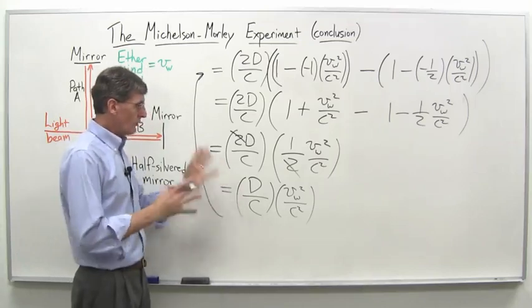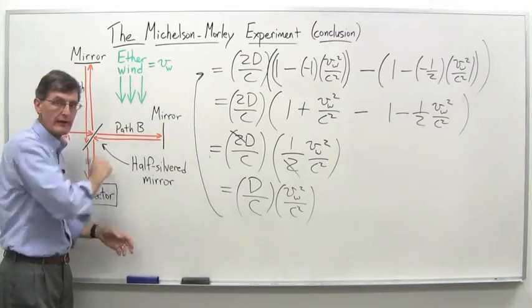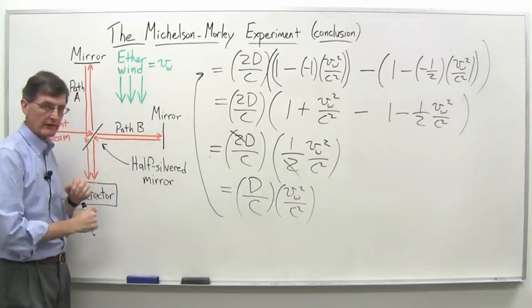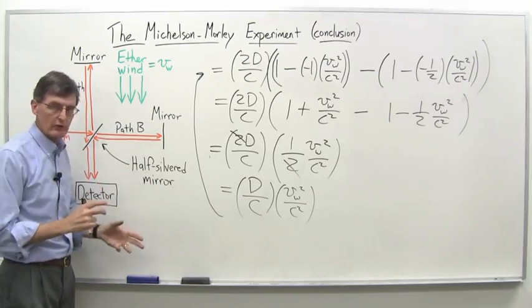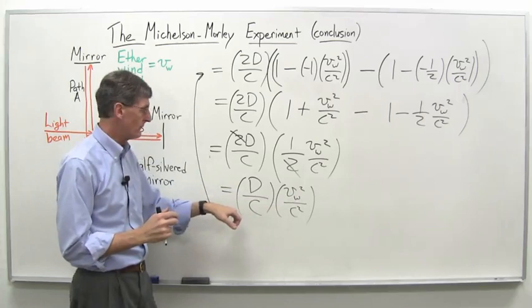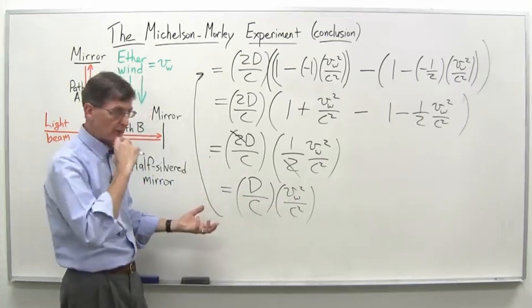So what is this number? Remember, this is the difference in time between the two paths here, path A and path B, in terms of the recombined light beams. They end up back in the detector here. One takes a little bit longer than the other, in general. And this is the difference in time between them. Well, if you actually put in some numbers here, what would you get?